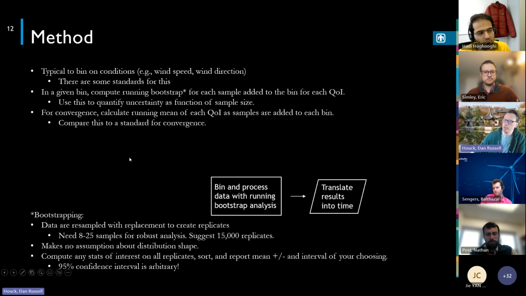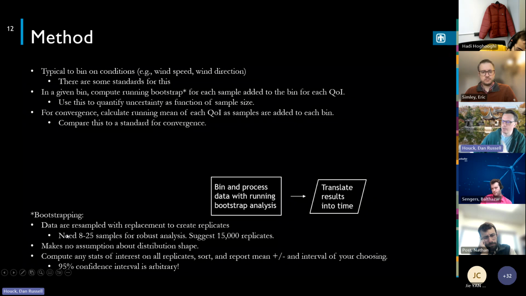A couple notes on bootstrapping. I feel like every time I go looking for more information about it, I learn new things. There's really not a firm agreement in the literature, from what I could find, on the minimum number of samples, a little bit based on judgment of how much variance there is in the data, but 8 to 25 was kind of the range I found. That could translate into how many samples you'll need in a given bin, depending on how you bin it, to make sure that you can do a robust bootstrap analysis. And then there are suggestions for around 15,000 replicates, so the number of resamples with replacement that you do.